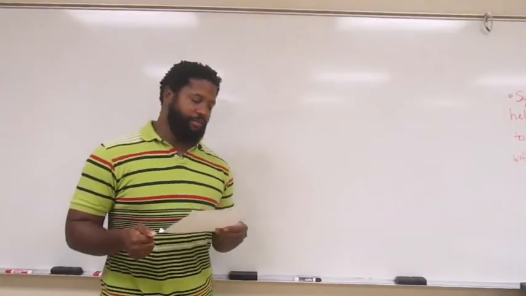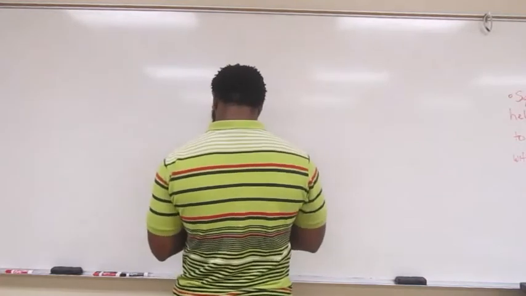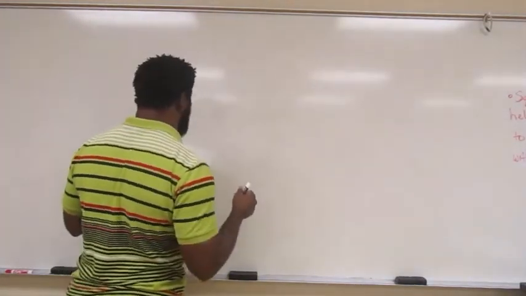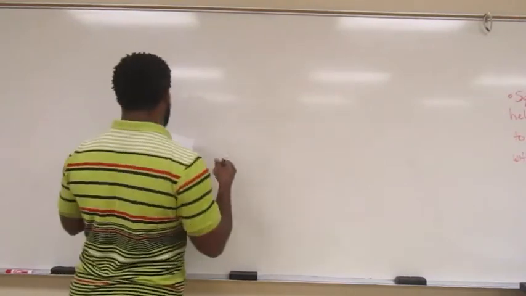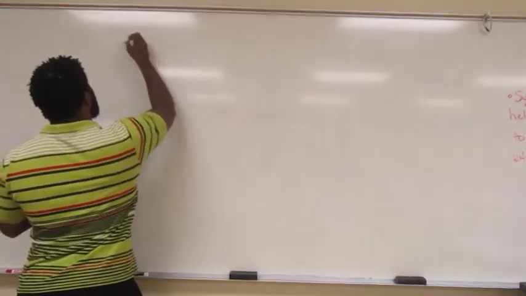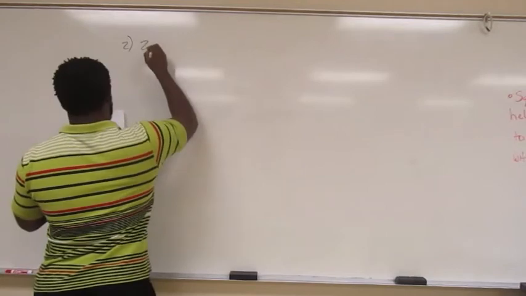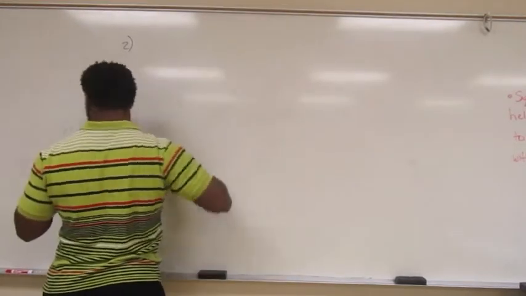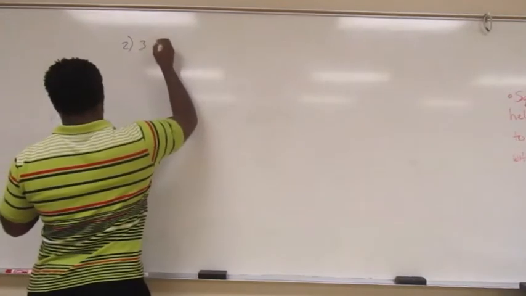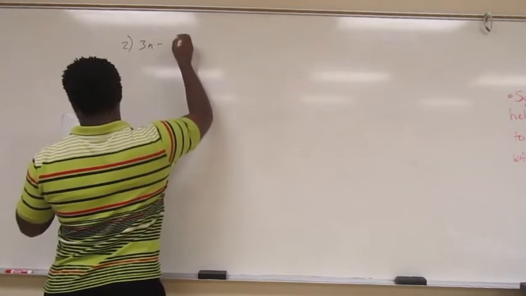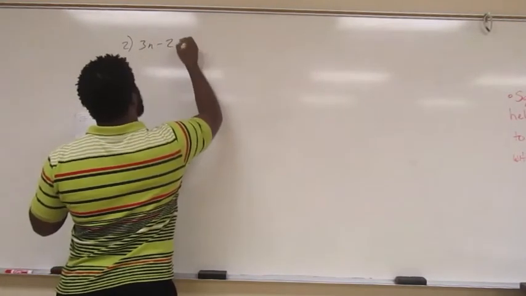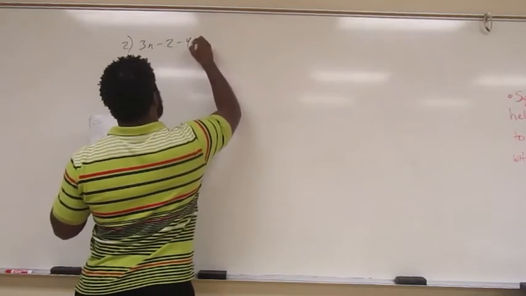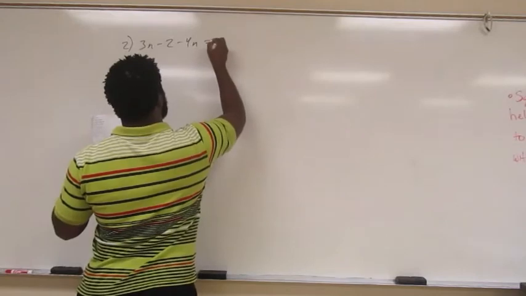First one, number 2. Numbers 1 and 2, you're just gonna have your variables on the left-hand side. So, you have, whoa, wrong part. 3n minus 2 minus 4n is equal to 4.